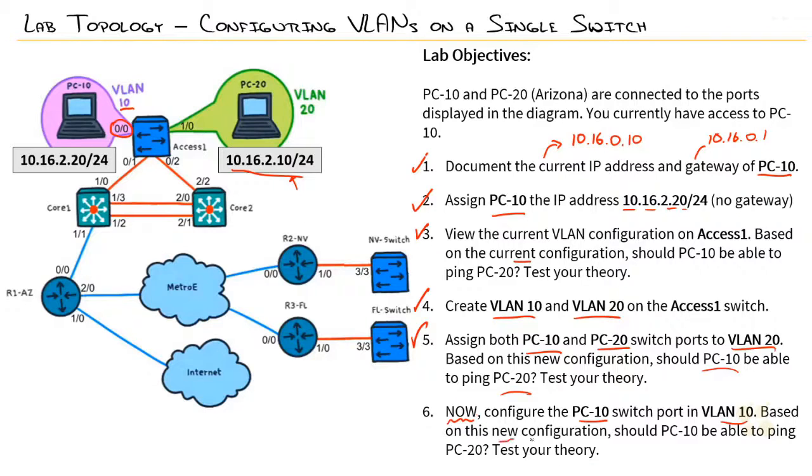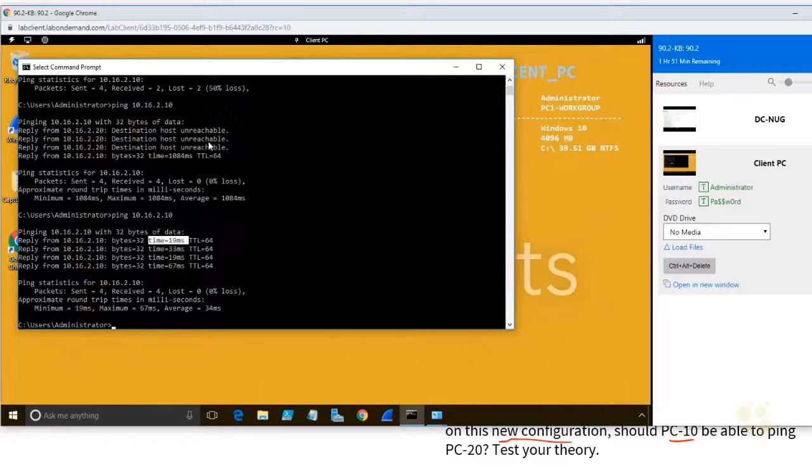Okay, based on this new configuration, should PC10 be able to ping PC20? Well, at that point, I would say absolutely no game. Because if either of these mismatch, if you've got the wrong subnets or the wrong VLANs, then you're not in the same network, right? So VLAN 10 and VLAN 20, different VLANs, even though the subnet matches. So let's give it a whirl.